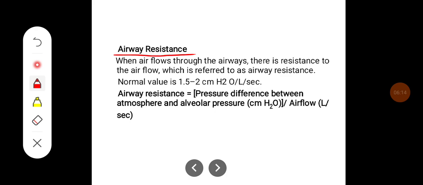Airway resistance. When air flows through the airways, there is a resistance to airflow, which is referred to as airway resistance. The normal value is around 1.5 to 2 centimeters of water per liter per second. Airway resistance can be given as the pressure difference between the atmosphere and the alveolar pressure in centimeters of water, divided by airflow in liters per second.